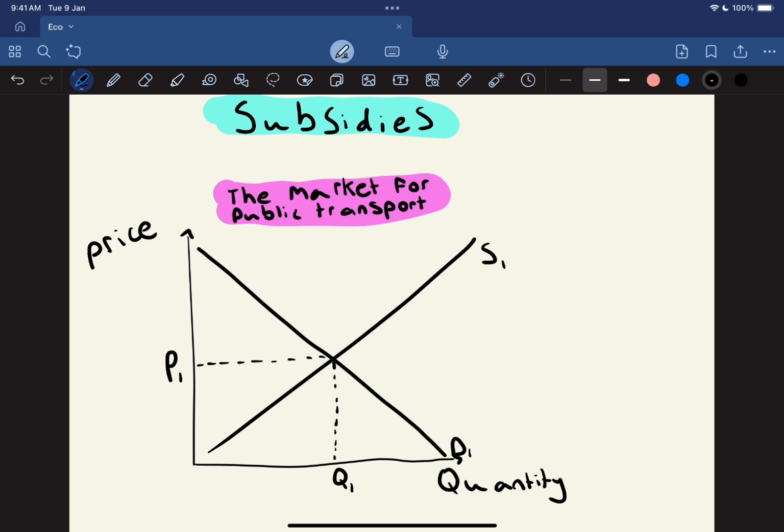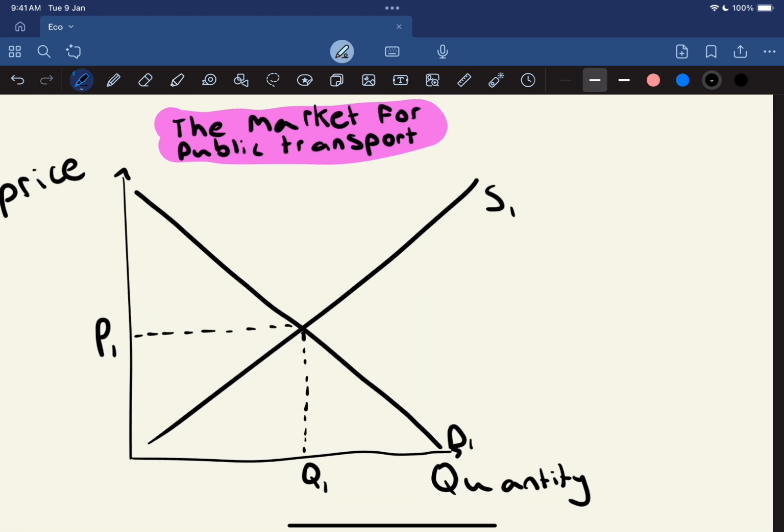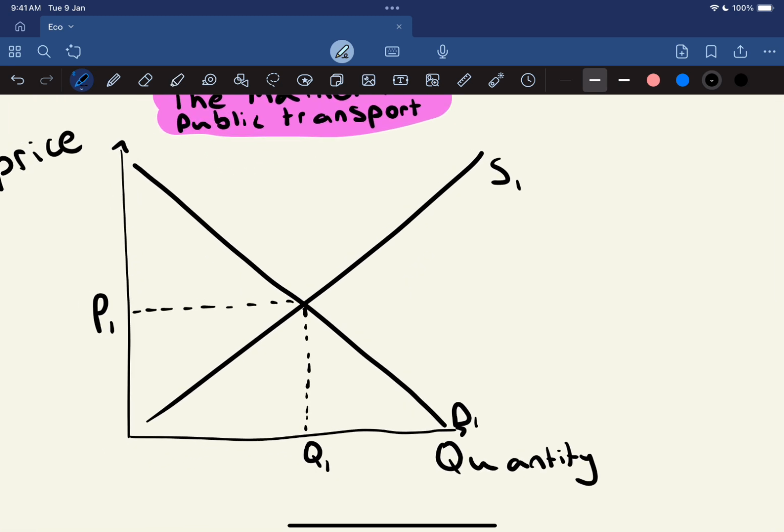Just like with our indirect tax, when the cost of production increases and our curve shifts to the left, or shifts up, this time our curve is going to shift down, and it's going to shift to the right. Drawing another line in there, we're just going to call that line S1 plus subsidy.